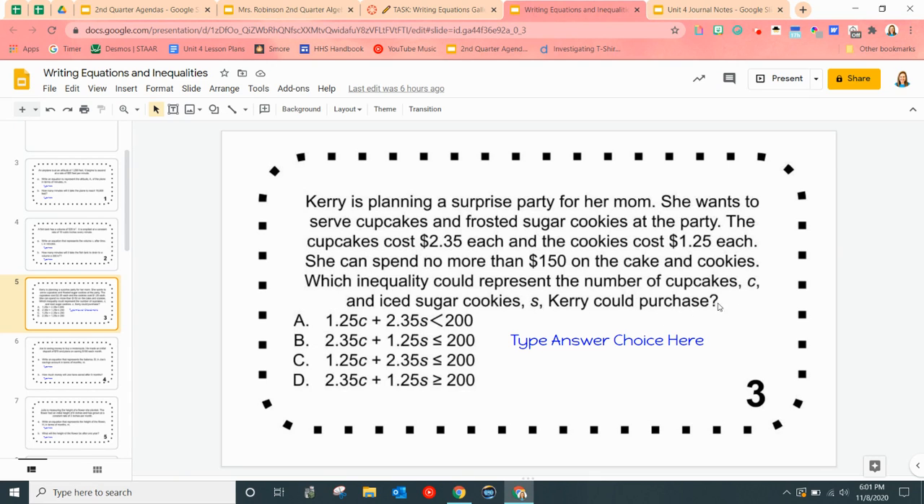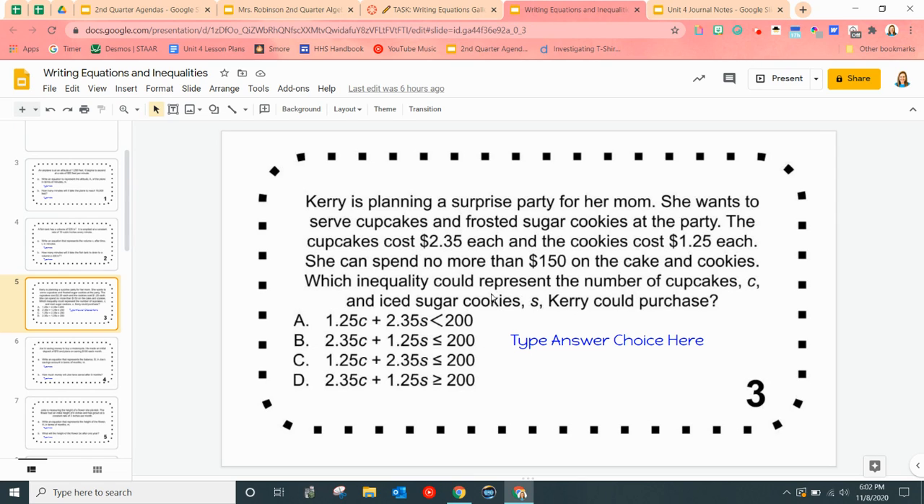So notice they told us that C is cupcakes and S is sugar cookies. So I'm seeing my C and S here. Now, did they tell me which one costs which? Yep, they told me cupcakes cost $2.35 and the cookies are $1.25. So since cupcakes is represented by C, if I'm going to multiply to find my total cost, I should multiply the cost of the cupcakes times the number of cupcakes, right? So it should be $2.35 times C plus $1.25 times however many cookies I buy. When I add those up, I should get my total money, right?